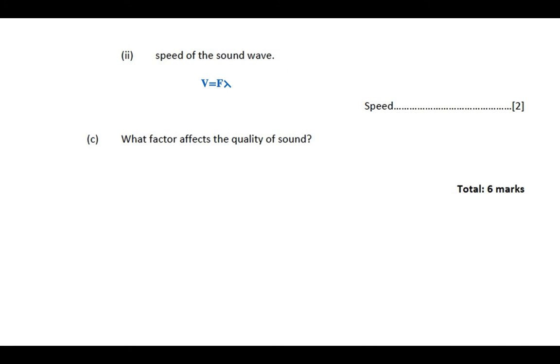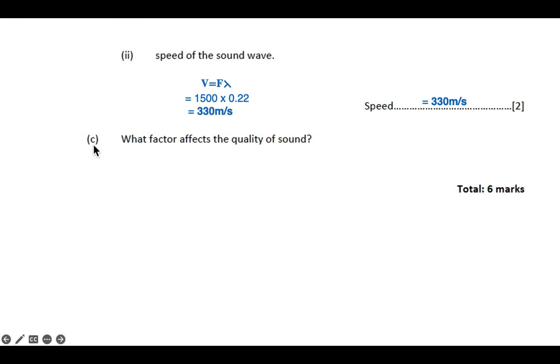So we'll state 1500 Hz times 0.22, which is the wavelength, and this is the frequency. And then what we have afterwards is 330 meters. So we have to write in the answer section there. It is important because most of the markers sometimes can reduce marks if you don't write in the answer section. So therefore, we have the speed of 330 meters per second.